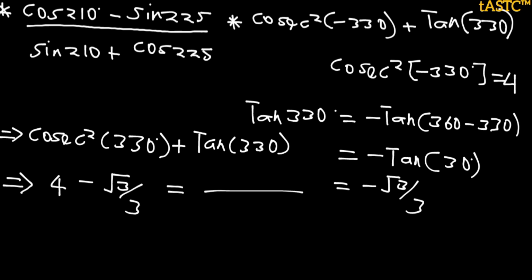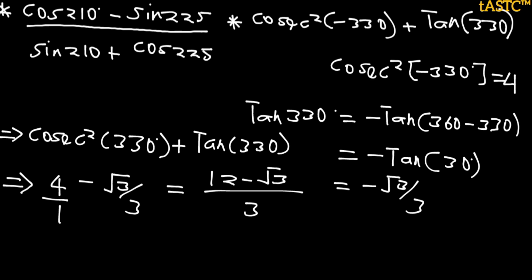Now let us try to find the LCM between this. We know that 4 is the same thing as 4 divided by 1. And the lowest common multiple between this and this is actually 3. And if we took 1 into 3, that would be 3 times. So that would be 3 multiplied by 4. That gives us 12. And here we have 3 divided by 3. That gives you 1. And so you have 1 multiplied by negative root 3. So that will be negative root 3.